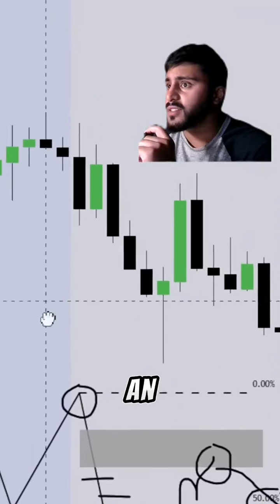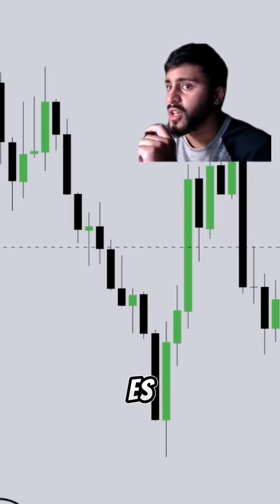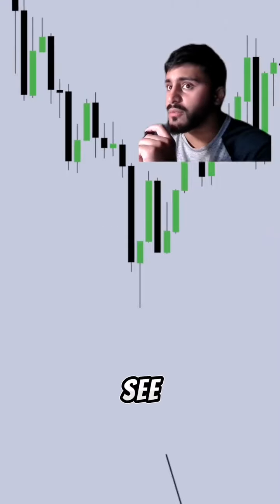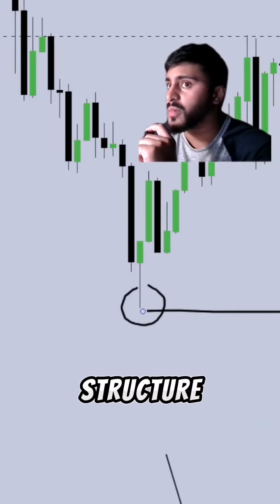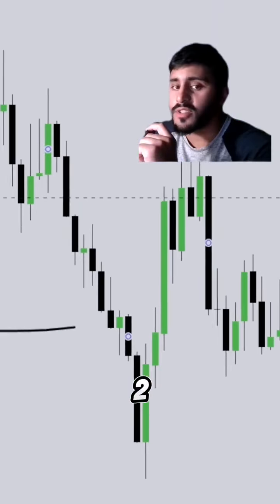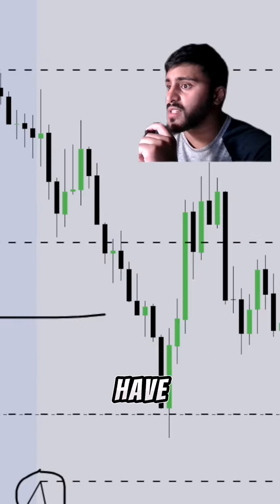If we look at an example here on the charts, this is the S&P 500 or ES futures. So what we can see over here is one, we can see a market structure shift over here. So we see price breaking structure. Boom. That is step one. Step two now is that we have a dealing range we're currently working with. So we have a dealing range high and we have a dealing range low.